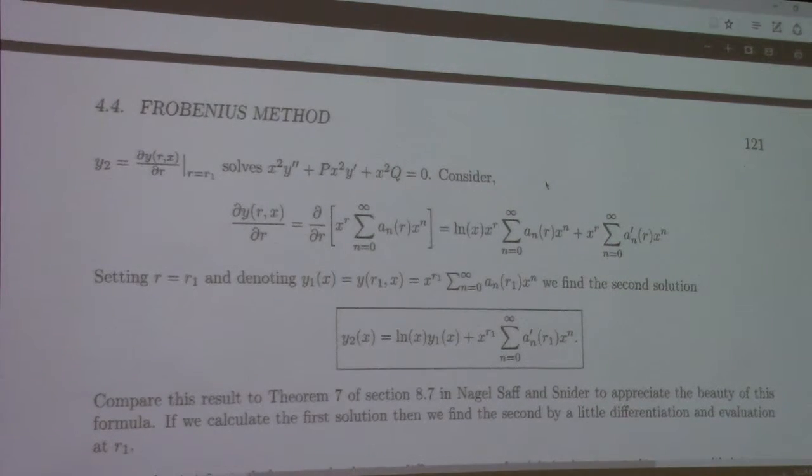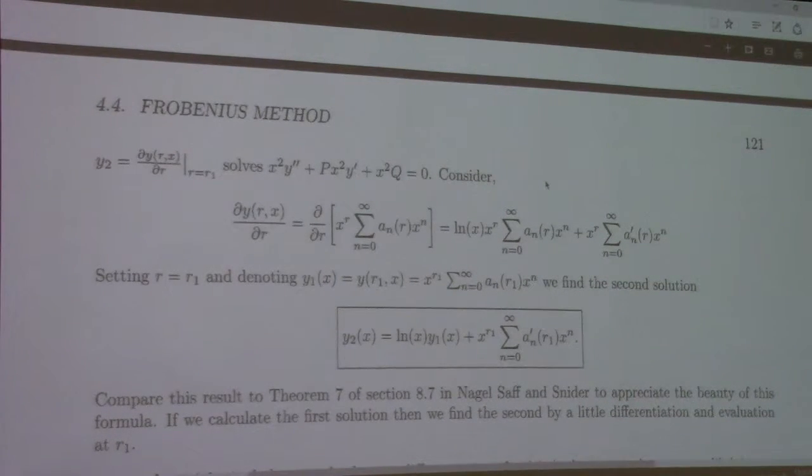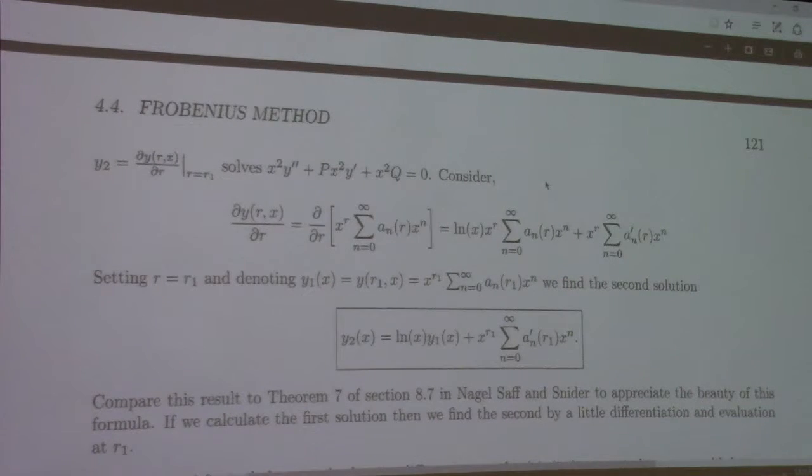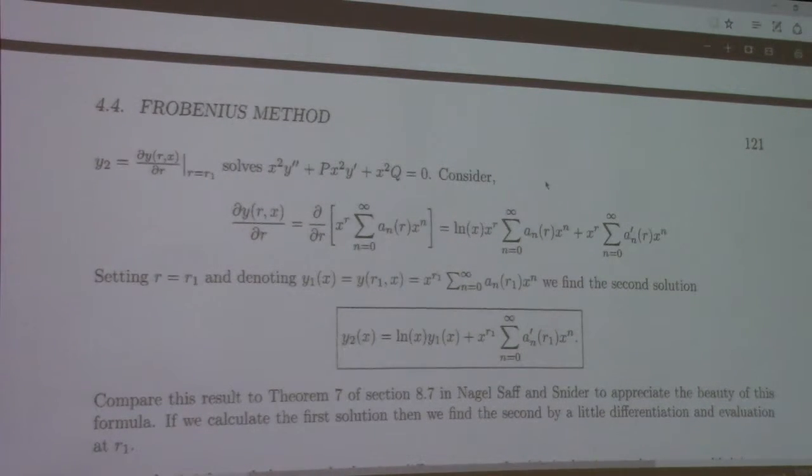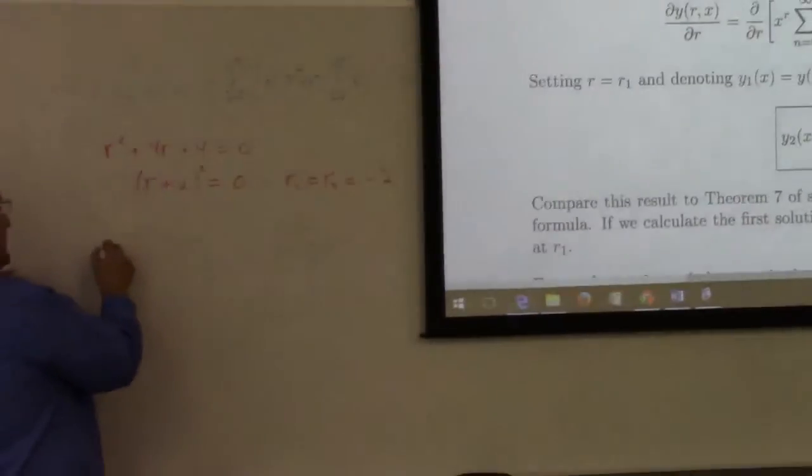So hypothetical, suppose you had r squared plus 4r plus 4 equals 0 for your indicial equation. So that gave you (r plus 2) quantity squared equals 0, right? So therefore r1 equals r2, so to speak, equals minus 2. Yes, you just solve for r1.